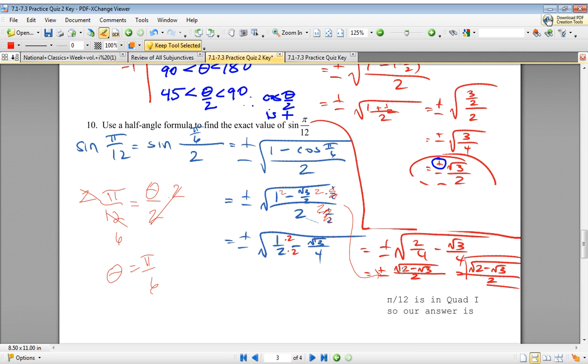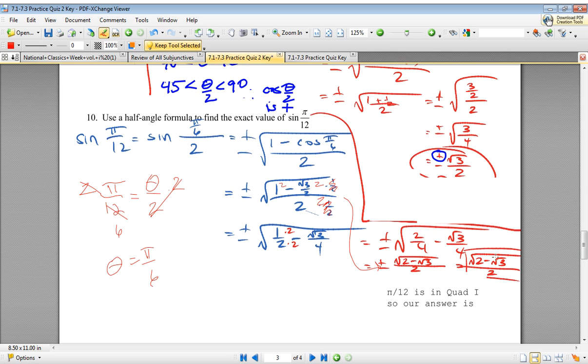So we have radical 2 minus radical 3 over 2 times 2 is 4, so the square root of 4 is 2. And then we have to decide is it plus or is it minus. So that's actually typed right here. Since our original problem is to find sine of pi over 12, pi over 12 is in quadrant 1. Everything in quadrant 1 is positive, so our answer is going to be positive. And it's not going to let me write positive, but that's okay. You know it's positive because it's positive right there.